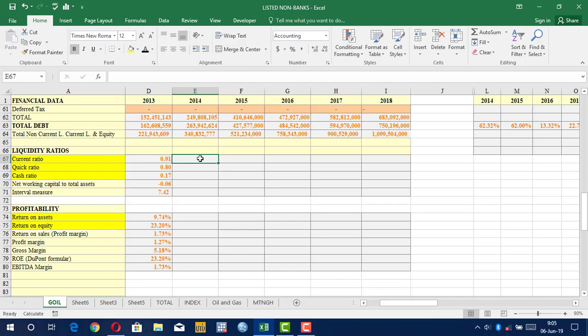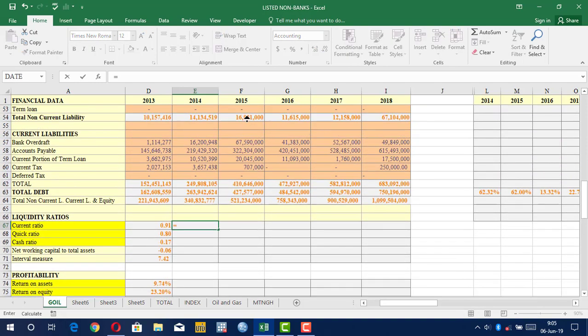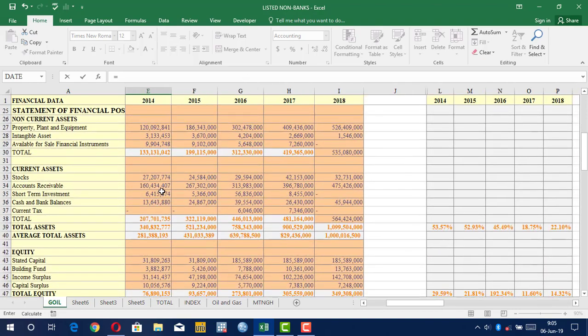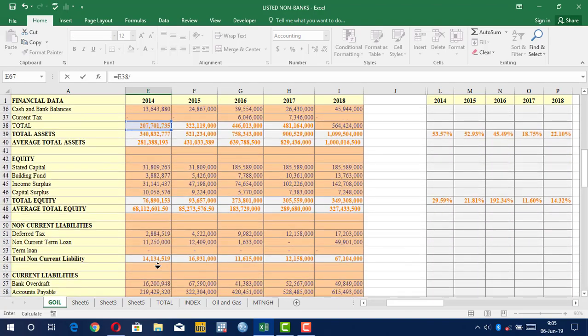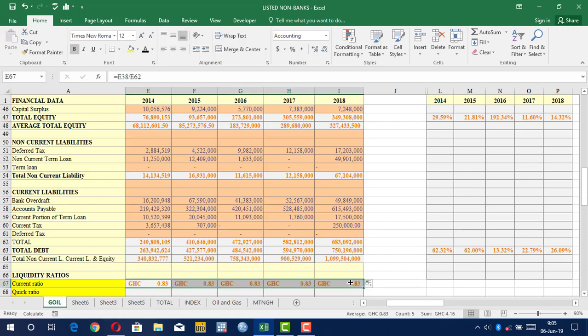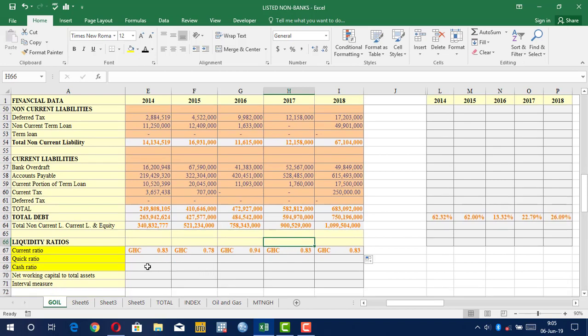So to start with the current ratio, it is the total current assets, as we can see here, divided by the total current liabilities, as you can see here. So we have 83 pesos. We will drag it for the rest of the years. We've done it for total current assets and total current liabilities. That's for the current ratio.